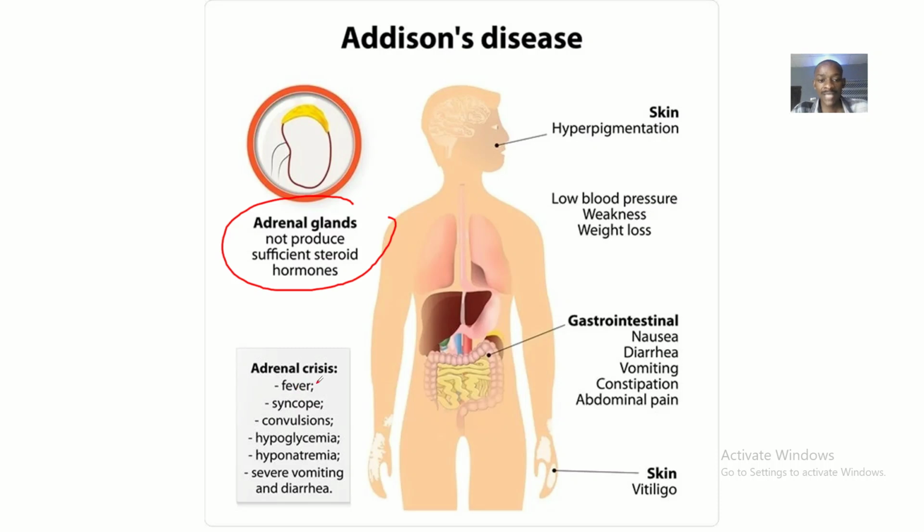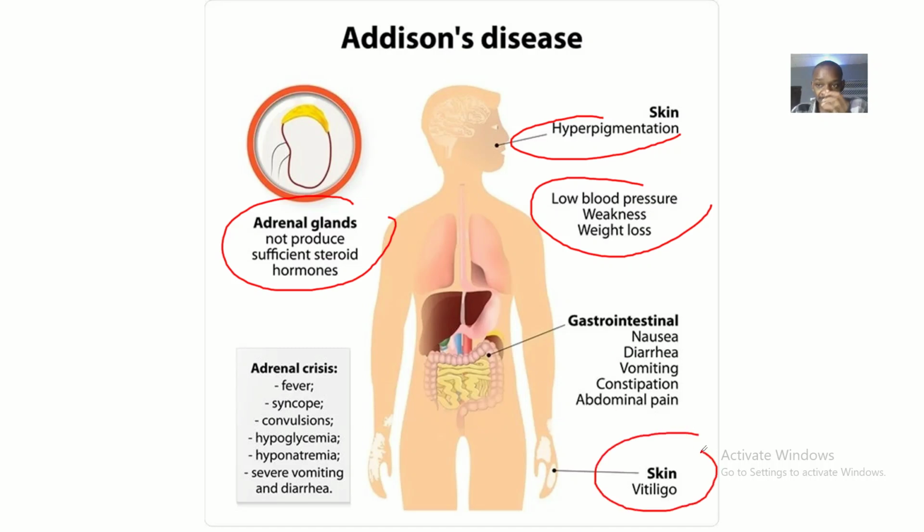So you could be having adrenal crisis like what? Fever, syncope, convulsion, hypoglycemia, hyponatremia, severe vomiting, and diarrhea. And on the skin, you'll be having hyperpigmentation. There'll be low blood pressure, weakness, and weight loss. In the gastrointestinal tract, there'll be nausea, diarrhea, vomiting, constipation and abdominal pain. Then on the skin, there'll be vitiligo, like patches.